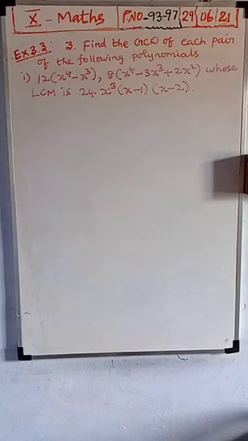Today we are going to see exercise 3.3, third one. Find the GCD of each pair of the following polynomials. Two polynomials and their LCM are given. So using these two polynomials and the LCM, we want to find the value of the GCD. So see the solution.